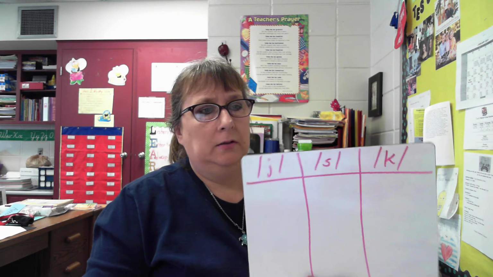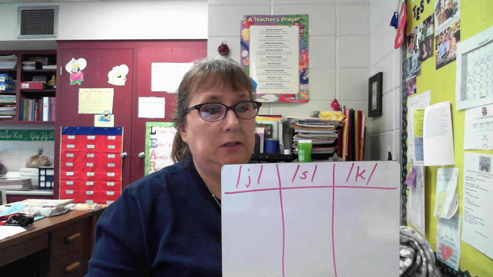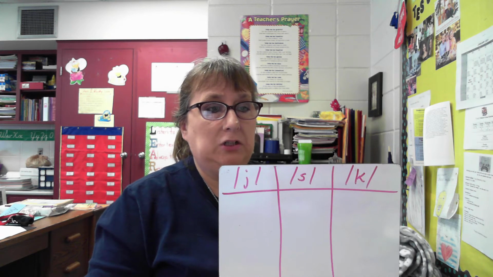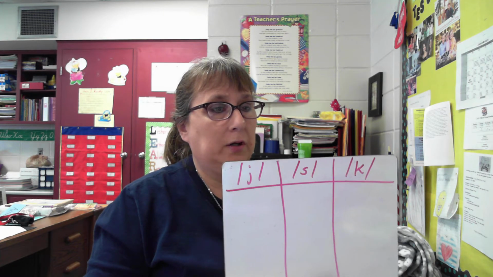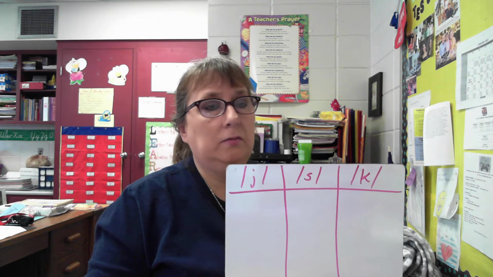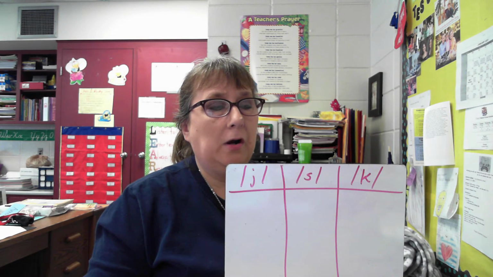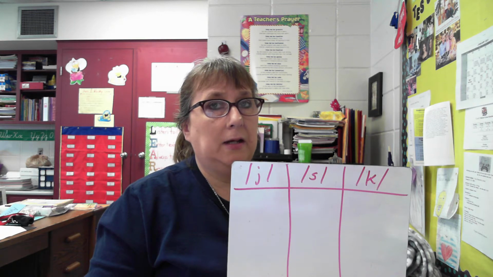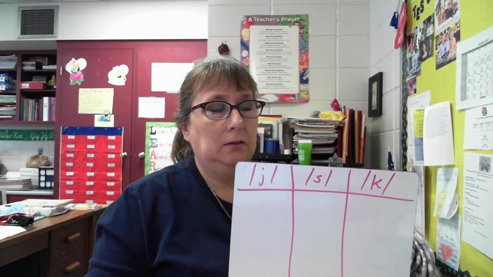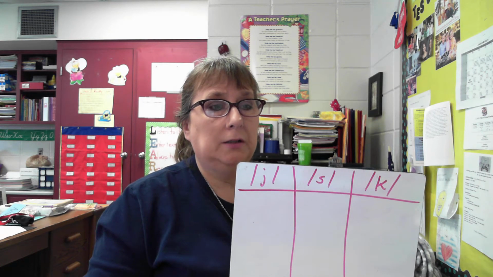Again, we're practicing the spellings of the J sound, which could be represented by J, or G, or DGE. We're also going to practice putting some words in the three-column chart that have the S sound, which is either the letter S or the letter C. And then we're also going to practice the K sound. This one has a K, a C, a CK, or a CH that represents the K sound.